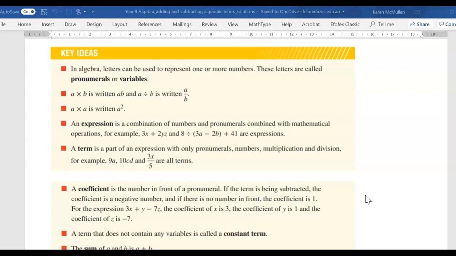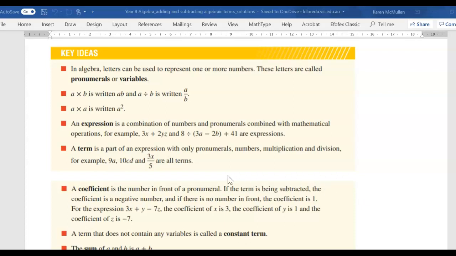So first of all, in algebra, letters can be used to represent one or more numbers. These letters are called pronumerals or variables. So remember that if you see a letter, it represents a number. And we usually refer to that letter as a pronumeral or a variable.